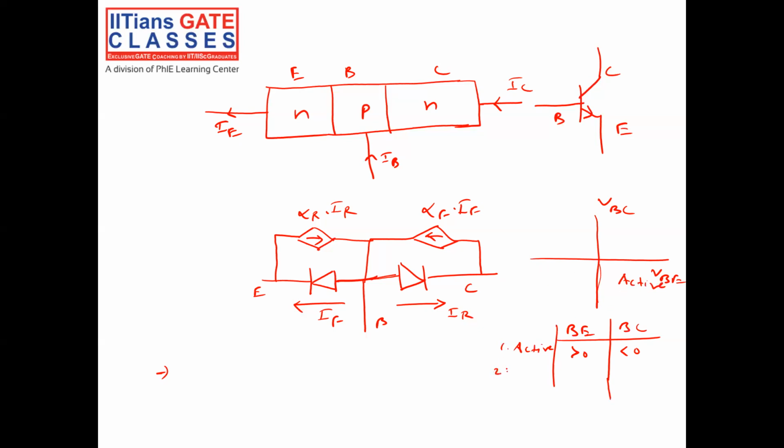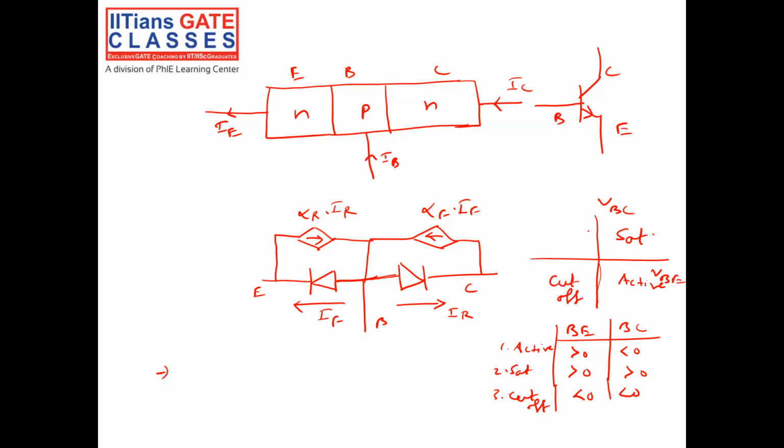So in this region, I am having active mode of operation. And second is saturation. For saturation, the base to emitter junction should be forward bias, greater than 0, and the base to collector junction also should be forward bias, greater than 0. So both are greater than 0, and I am in the saturation region. Then, when both are reverse bias, both are less than 0, in this region I have cutoff mode of operation.